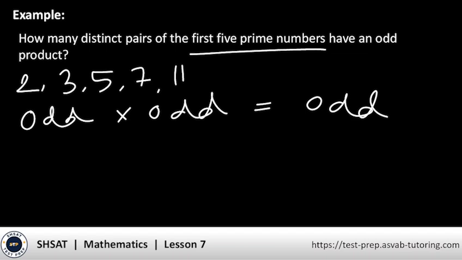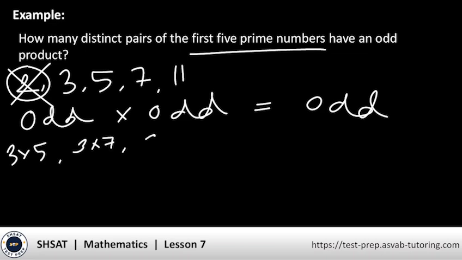So what are the possible pairs? Here, can you do 2? No. If you do 2 with any of these numbers, it's not going to be an odd number. So let's just cancel out 2 here. So all you now do is, you can do 3 times 5, that's a pair. You can do 3 times 7, that's a pair. 3 times 11, that's a pair. Now we're done with 3. We can now do 5 times 3, which is already done. So we don't repeat. We do 5 times 7 and we do 5 times 11.